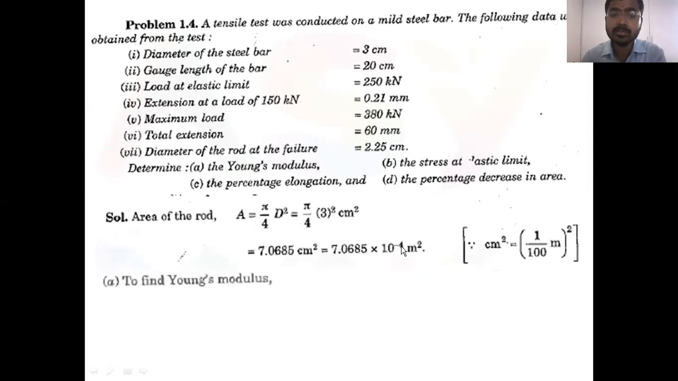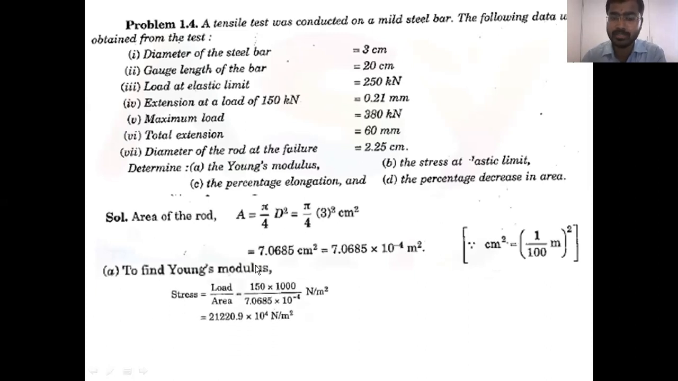Now let us go with our first one, which is nothing but Young's modulus. How can I write my Young's modulus? It is equal to stress upon strain. So I first have to calculate my stress. Stress is nothing but load upon its area. So load, if you see, extension at a load of 150 kilonewton. Why? Because I know strain is change in its dimension to its original dimension, and change in its dimension at a loading of 150 kilonewton is 0.21. So that is the reason I took 150 kilonewton.